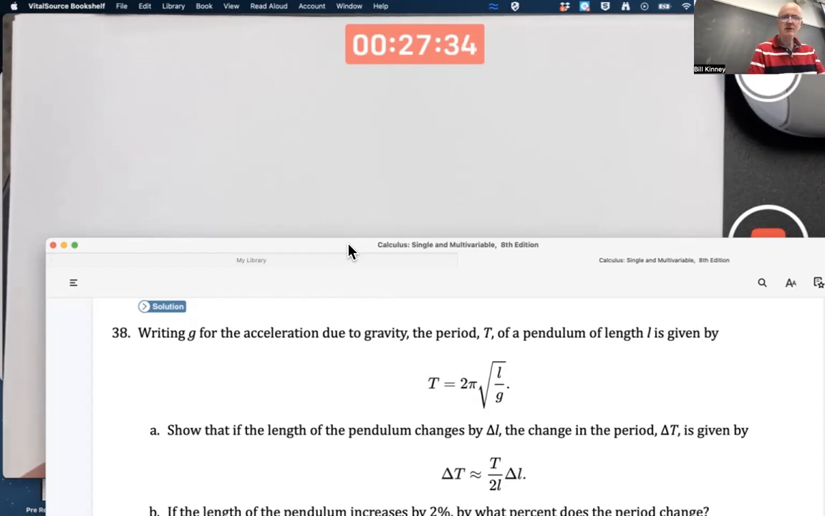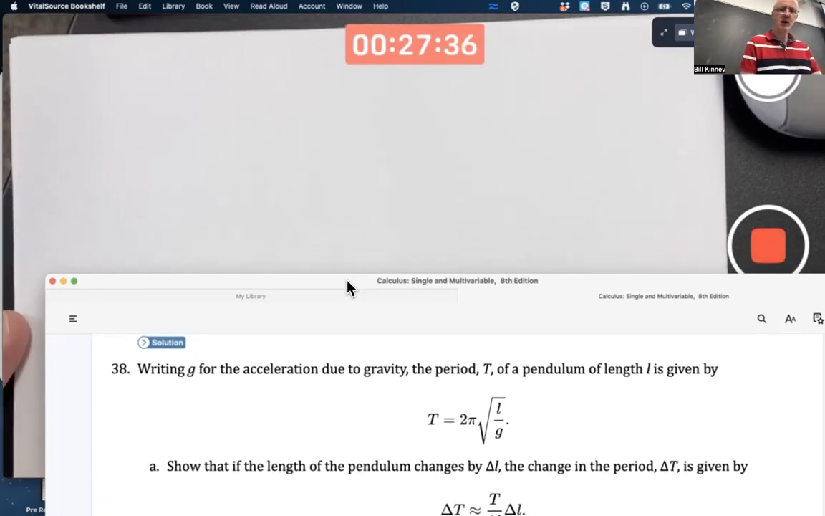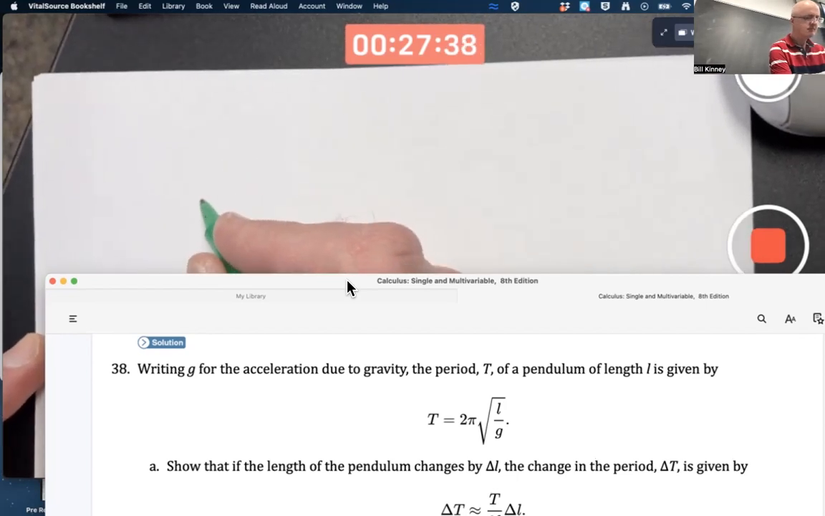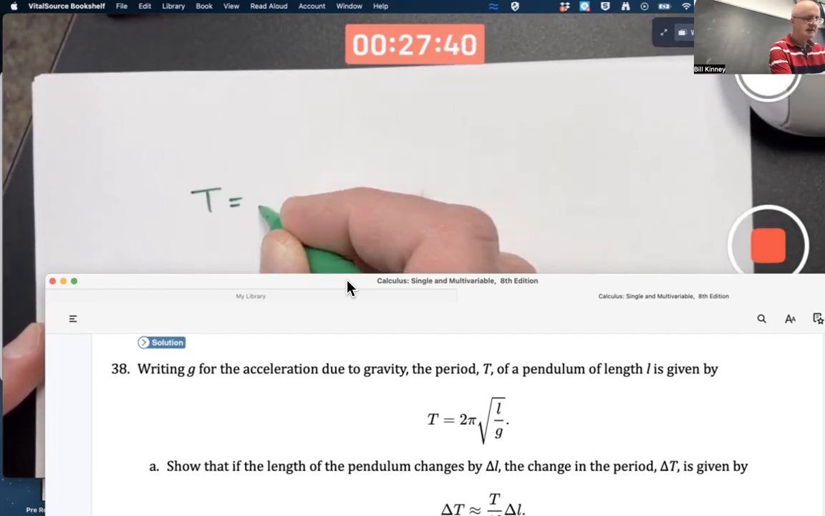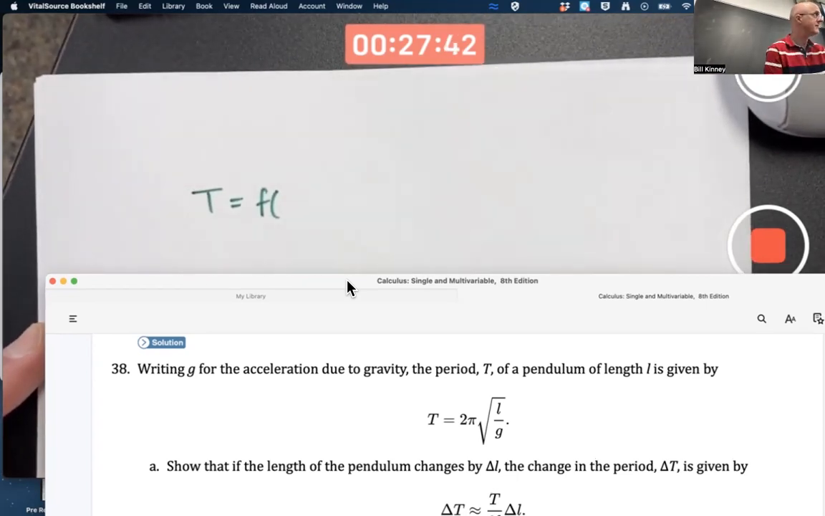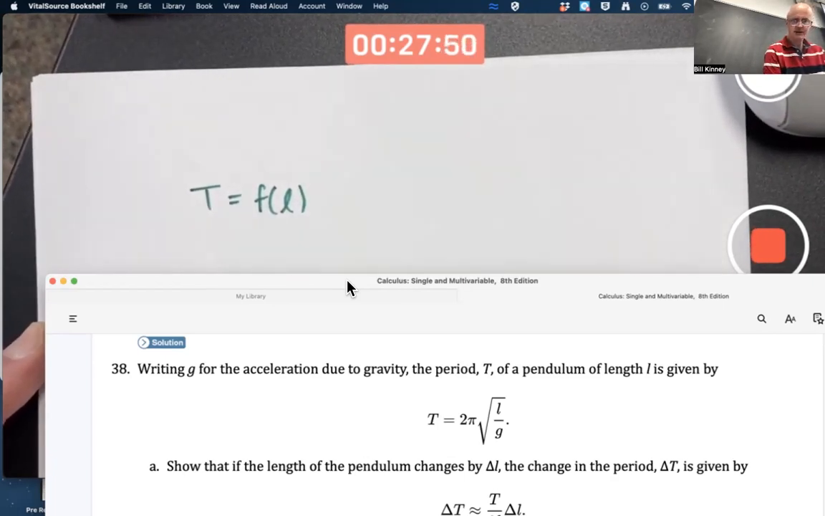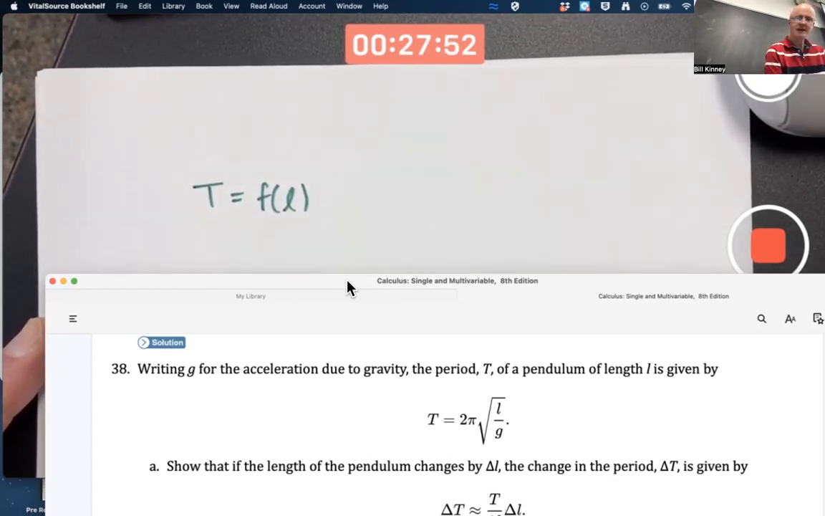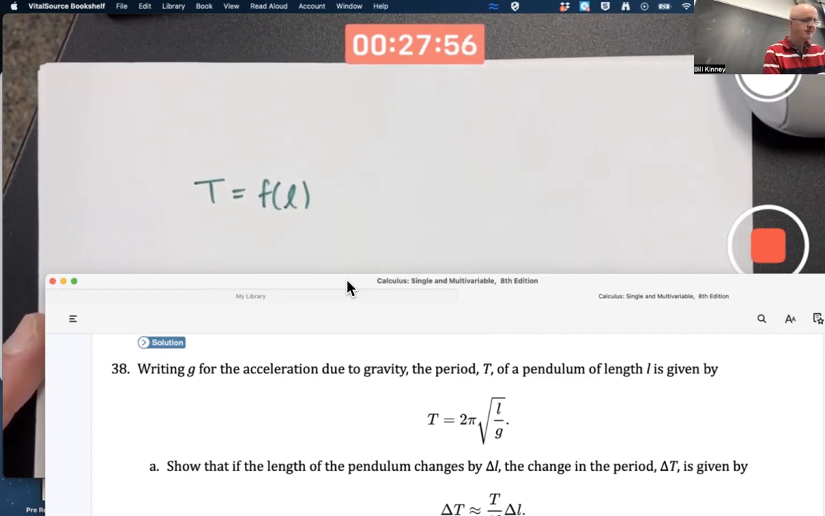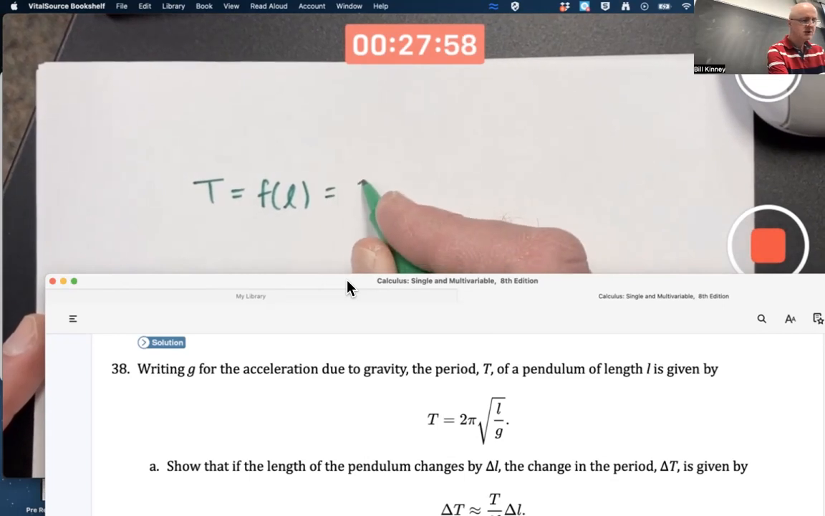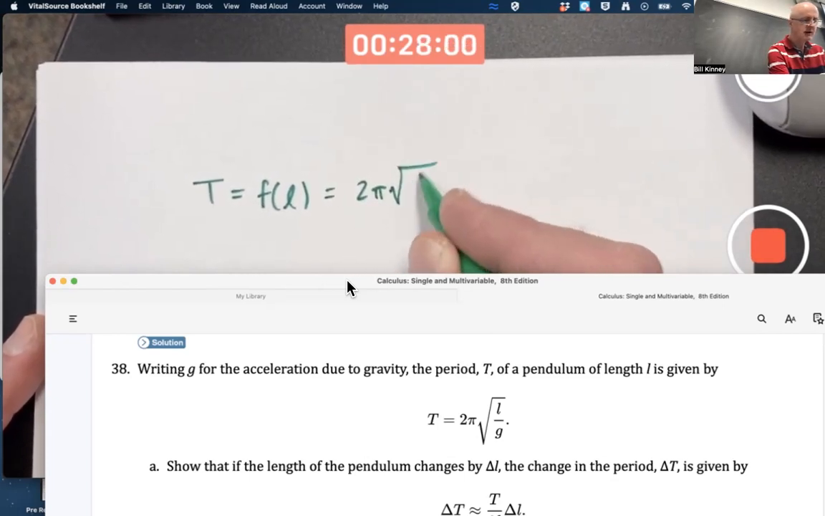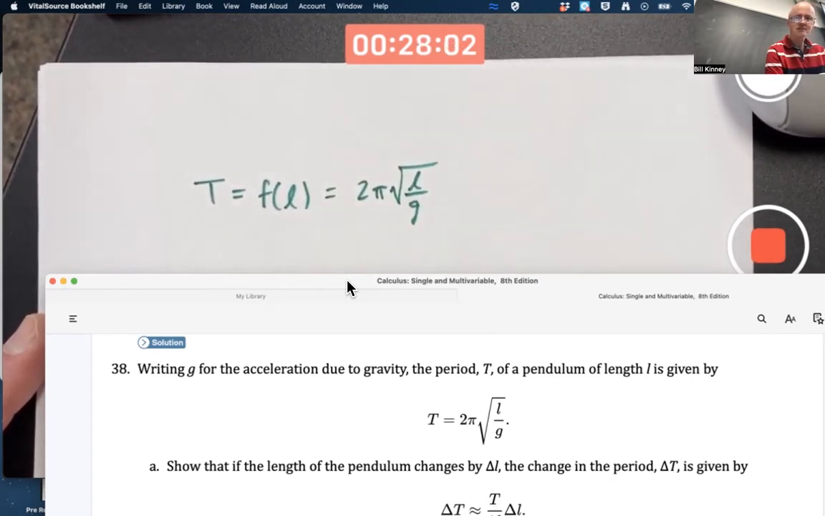So, what we are doing, they didn't use function notation in this problem, but they could have. For the sake of relating it to function notation, I'm going to use function notation. F of something. What's the variable? I'll call it L. That's a cursive L, I like making it that way instead of the way you see in the textbook there. 2 pi times the square root of L over G.